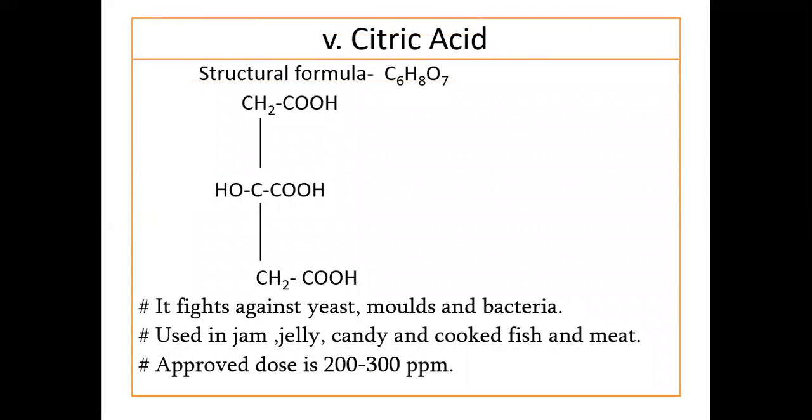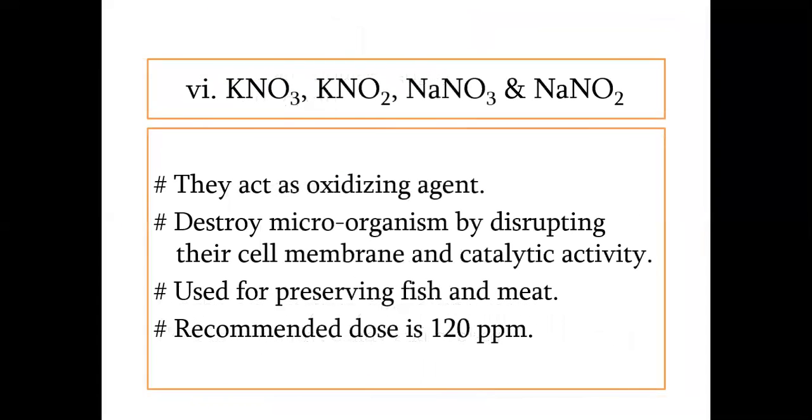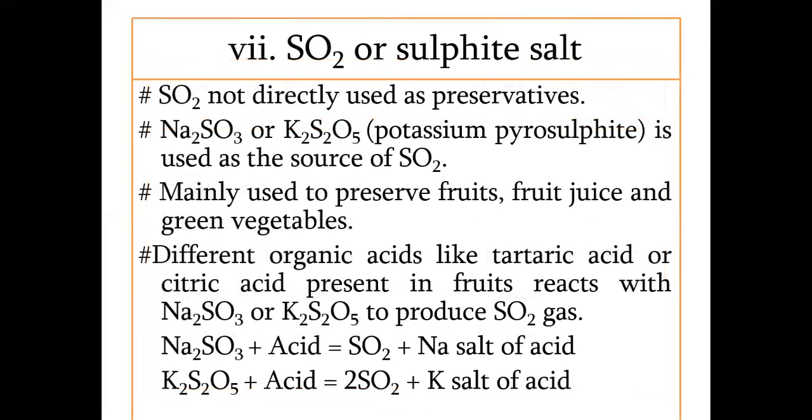Citric acid, and the structural formula of citric acid: it fights against yeast, mold, and bacteria. It is used in jam, jelly, candy, and cooked fish and meat. The approved dose is 200 to 300 ppm. Here ppm stands for parts per million. Potassium nitrate, potassium nitrite, sodium nitrate, sodium nitrite act as oxidizing agents and destroy microorganisms by disrupting their cell membrane and catalytic activity. Used for preserving fish and meat, the recommended dose is 120 ppm.